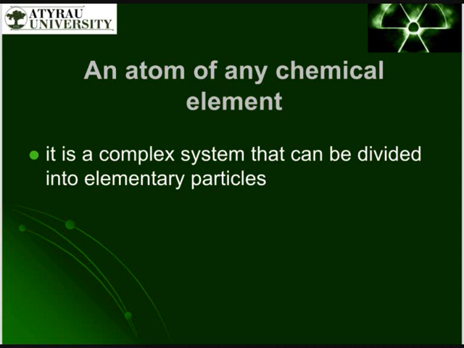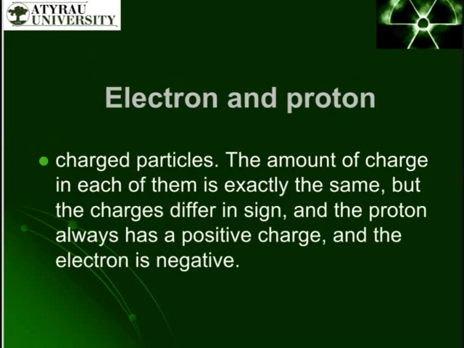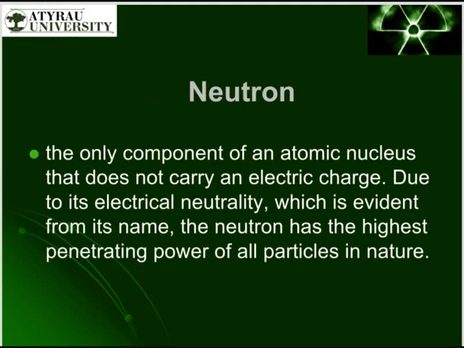When excited, a proton can become a neutron, and a neutron can be converted into a proton. Electron and proton are charged particles. The amount of charge in each of them is exactly the same, but the charges differ in sign, with the proton always having a positive charge and the electron negative. The neutron is the only component of the atomic nucleus that does not carry an electric charge.